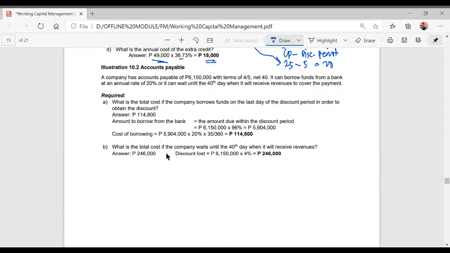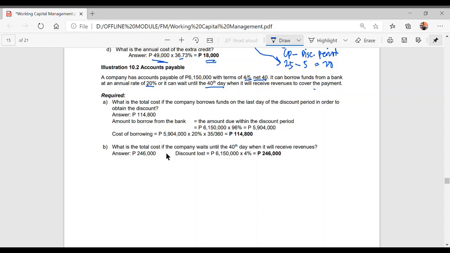Okay? Another example, a company has accounts payable of 6,150,000 with terms 4 over 5, net 40. So what does this mean? You will get 4% discount if you pay within 5 days. If you do not take the discount, then you have to pay everything within 40 days. So, it has a debt of 6,150,000 and it can also borrow funds from a bank at an annual rate of 20%, or it can wait until the 40th day until it can collect its receipts to be able to pay the debt.